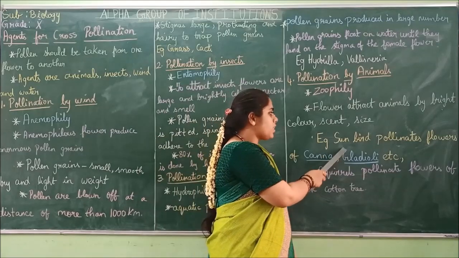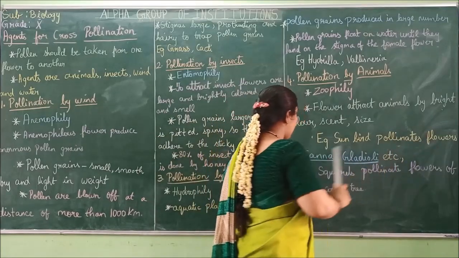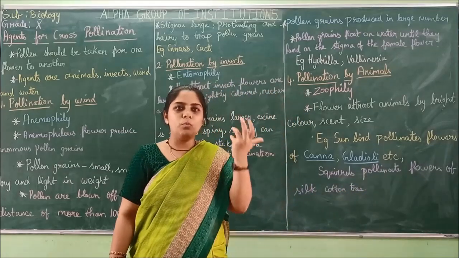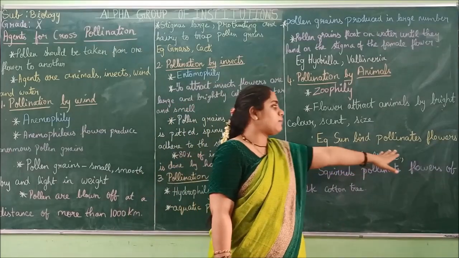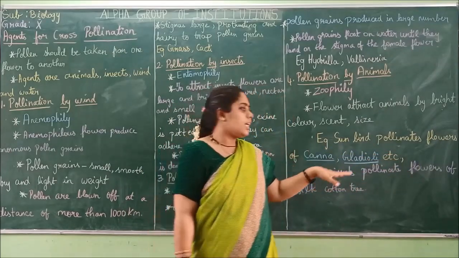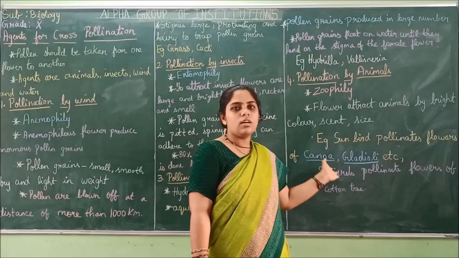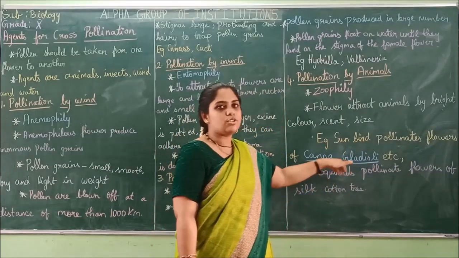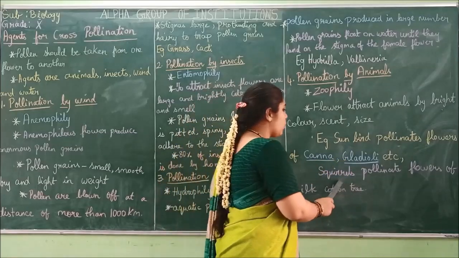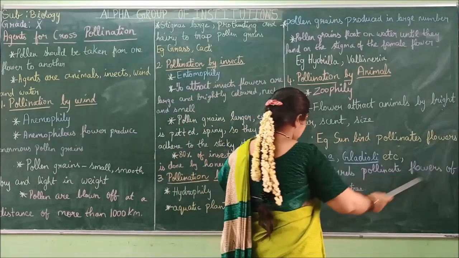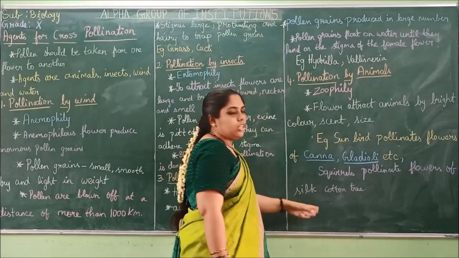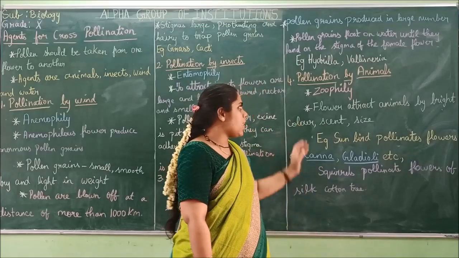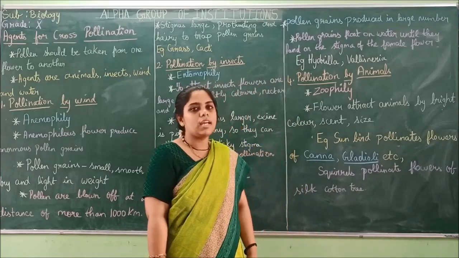For example, the sunbird pollinates flowers of henna and gladioli. The sunbird is blue in color. That bird pollinates henna and gladioli, which are the names of two plants. The sunbird only pollinates these two flowers. Next, squirrels pollinate flowers of the silk cotton tree. We know silk cotton. For that, squirrels only pollinate. So these are the points under pollination by animals.